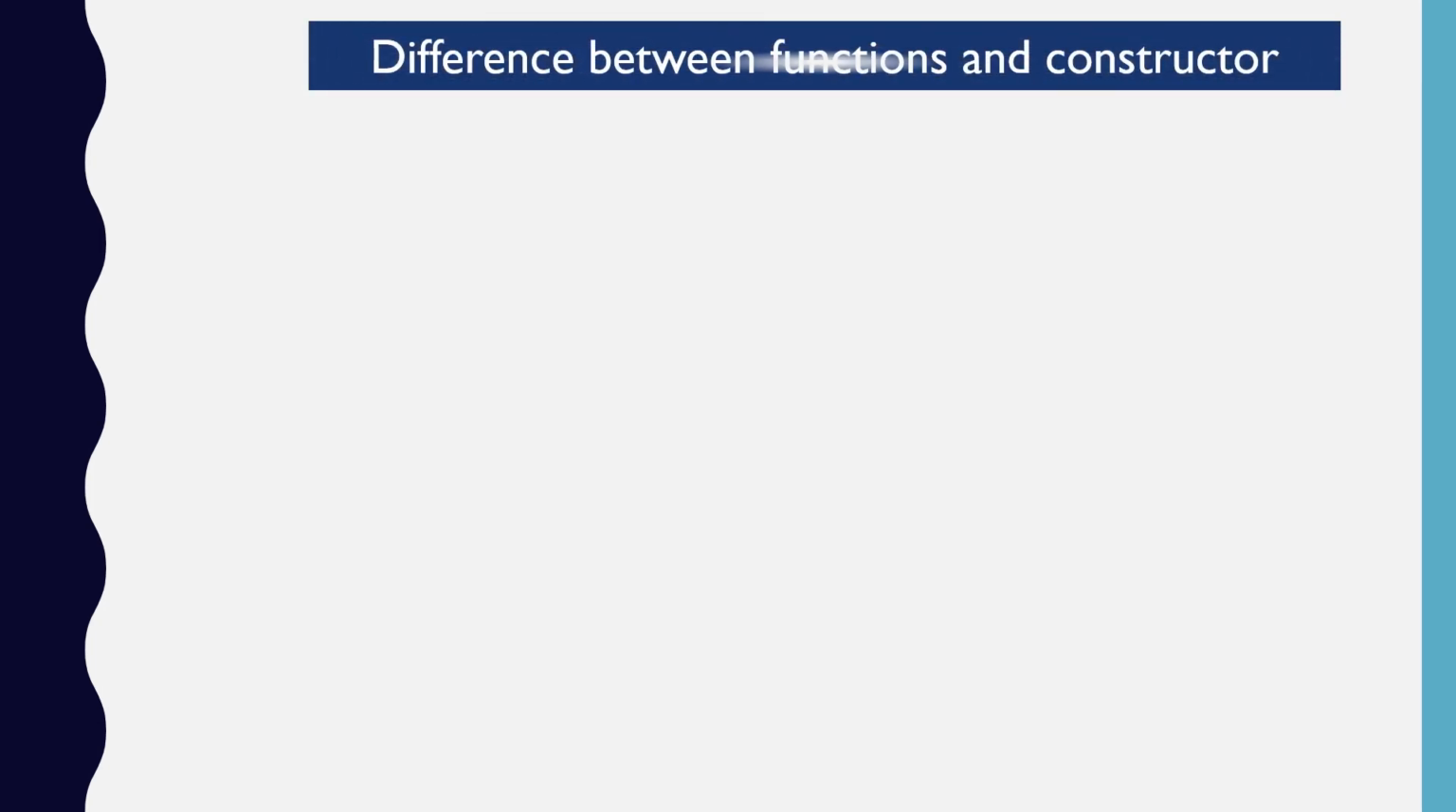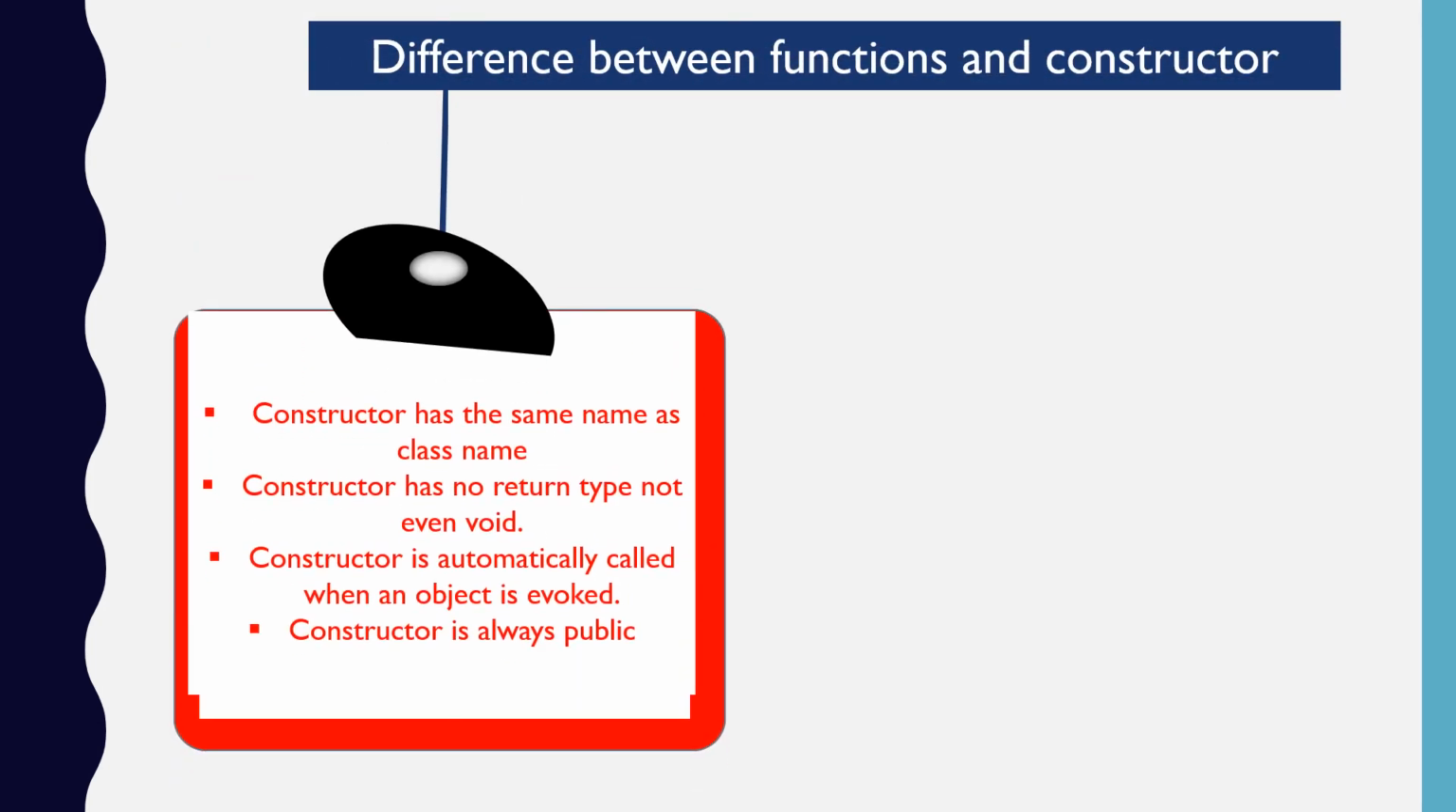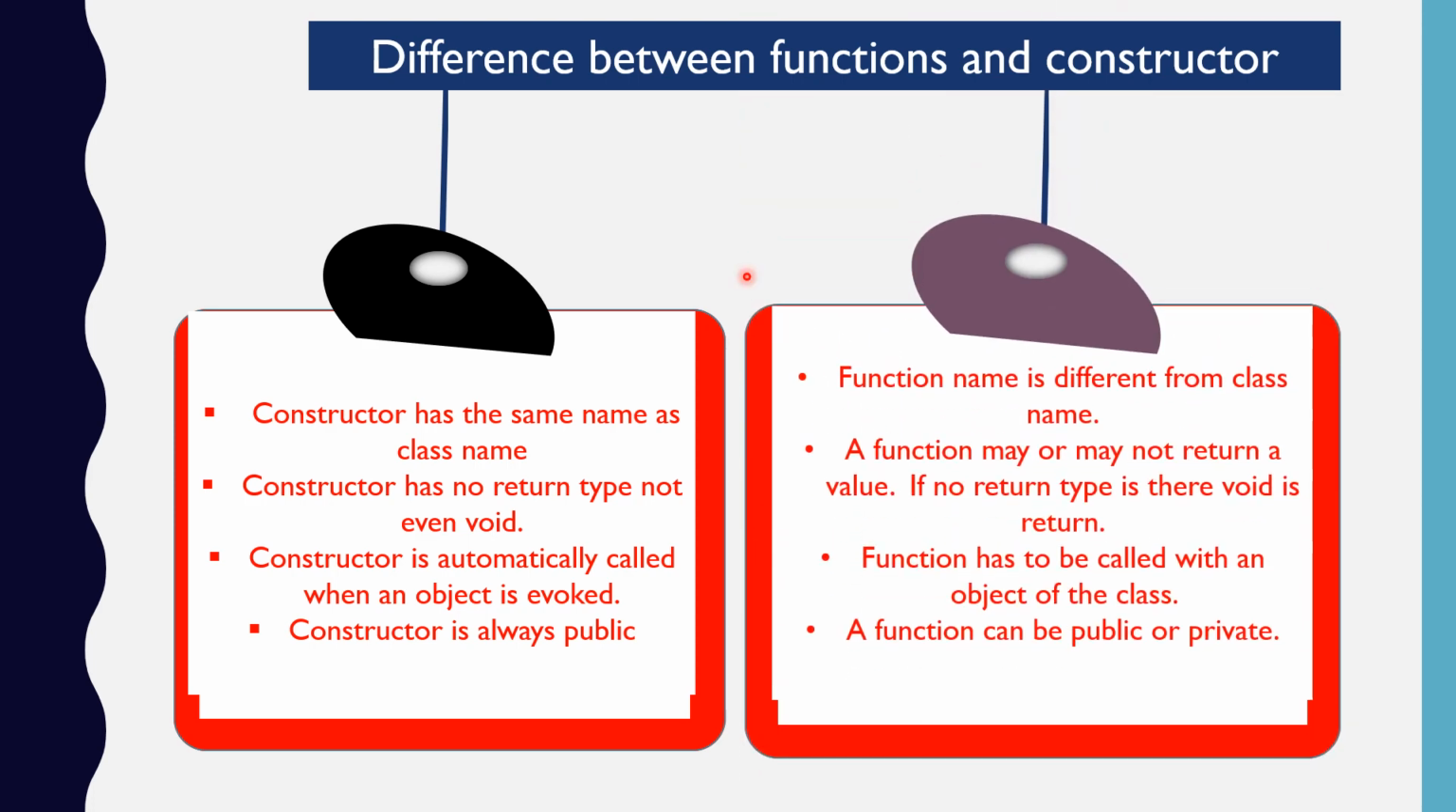Now we can see the difference between a function and a constructor. First we can discuss the constructor. A constructor has the same name as the class name. But with a function, the function name will be different from the class name. And a constructor has no return type, not even void.